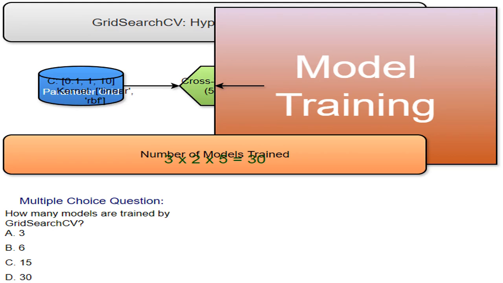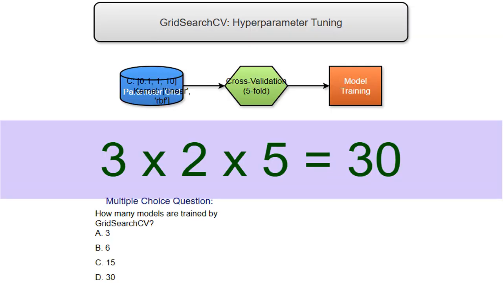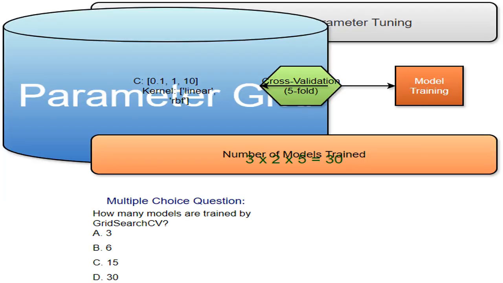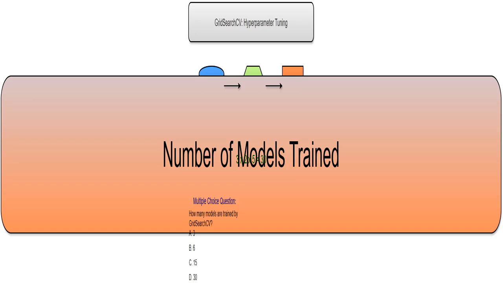I'll train my model repeatedly using different combinations of hyperparameters. I'll do this for each fold of my cross-validation. Based on my experiments, I determine how many times my model is trained. I've defined a grid of settings to test. I have 3 values for C multiplied by 2 kernel types, giving me 6 parameter combinations. Since I have 5 folds of cross-validation, each combination is tested 5 times. So, the total number of models trained is 6 times 5 equals 30.